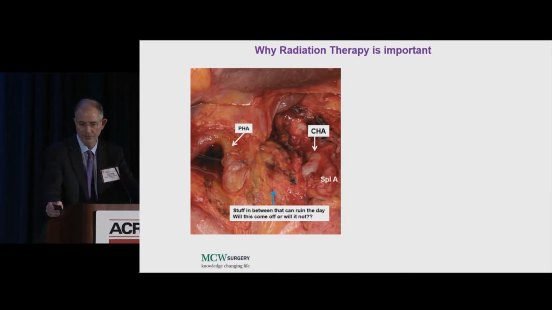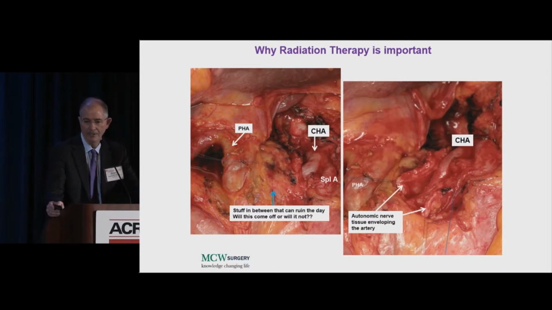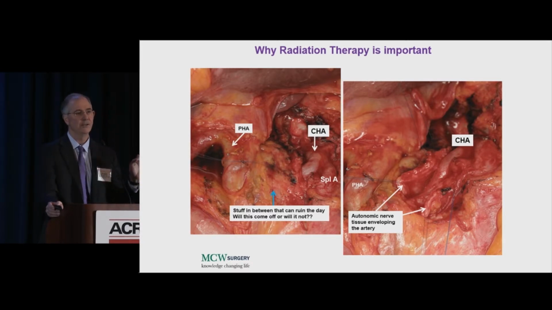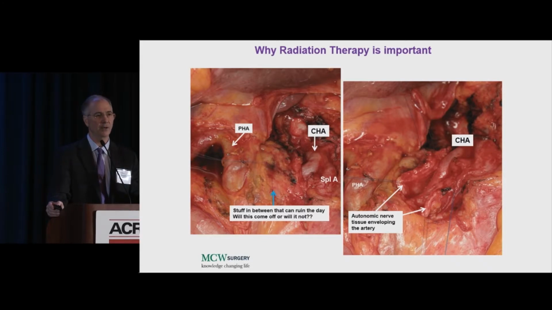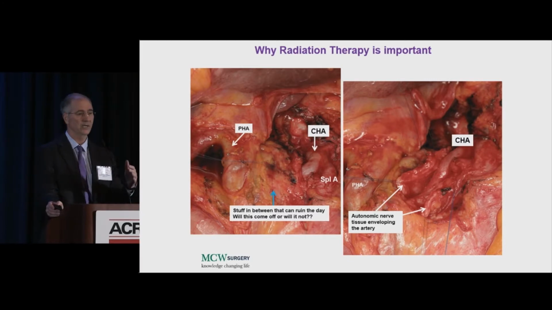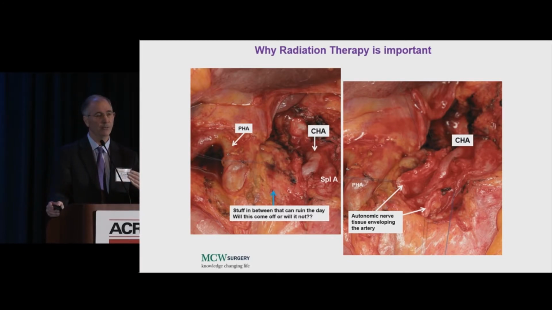Just to give you a feel for this, you can see the CHA is the common hepatic artery, PHA is the proper hepatic artery, and the superior border of the pancreas is everything in between. And if you look at this, now this patient has had neoadjuvant therapy. If anything, the autonomic neural tissue has hypertrophied a little, but what we've done here is we've basically incised the autonomic nerve surrounding the common hepatic artery, which is the focus, in my opinion, of local recurrences, and I'll get to the SMA in a minute, and why radiation therapy is important.